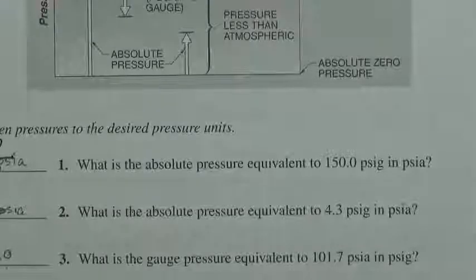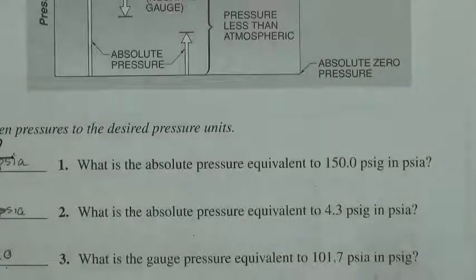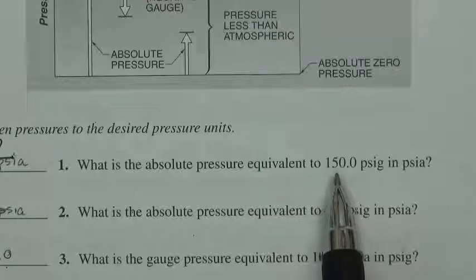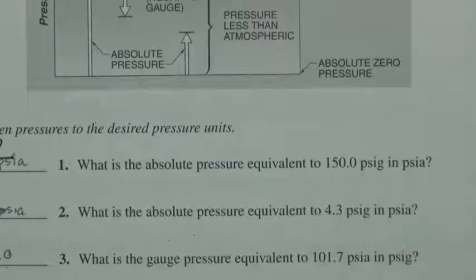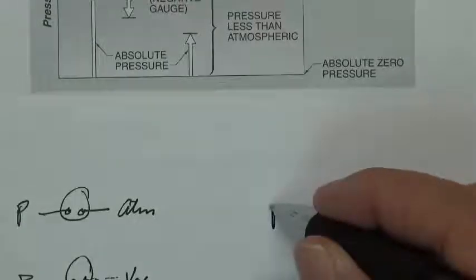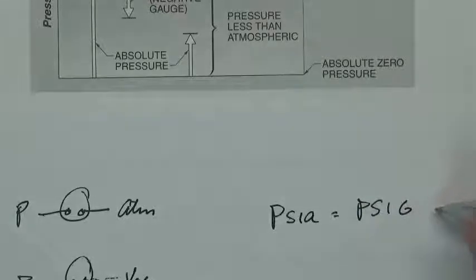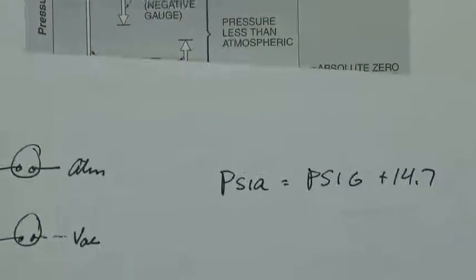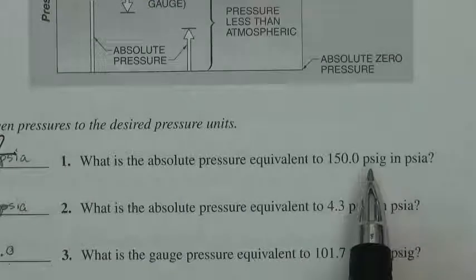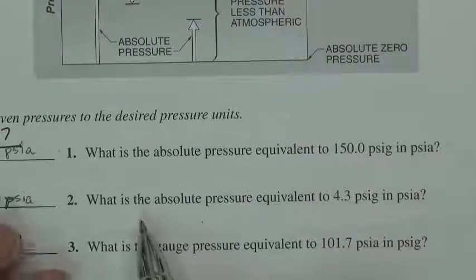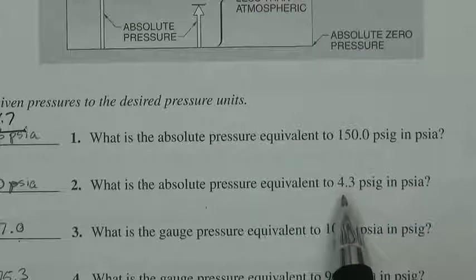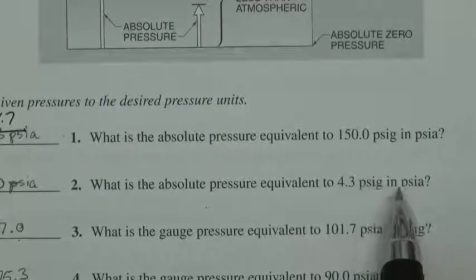Okay, what is the absolute pressure equivalent to 150 psi G, that means gauge, in psi A, that means absolute? So all we need to do is add 14.7 pounds to this one. So the absolute pressure, PSIA, equals PSIG plus 14.7. In every case, that's what we're going to do. So this is 164.7.